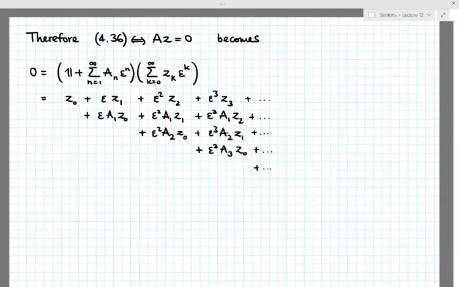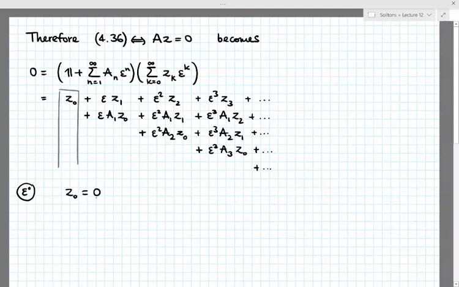And now again we compare left-hand side and right-hand side order by order in epsilon. So now it's even easier because the left-hand side is 0. So at order epsilon to the 0, we need to worry about the first column in the right-hand side. So we conclude that Z naught must be equal to 0.